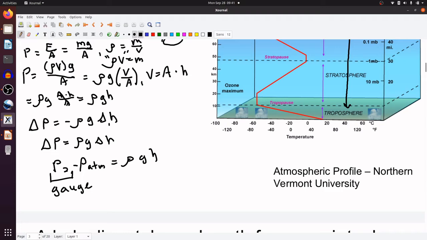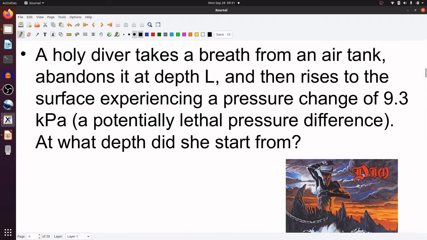So like your car tires would be a certain amount above the regular atmospheric pressure, since if they were at atmospheric pressure, they'd be flat. And so if a question asks you for gauge pressure, that's what it's actually asking you for. All right, so let's do a problem.